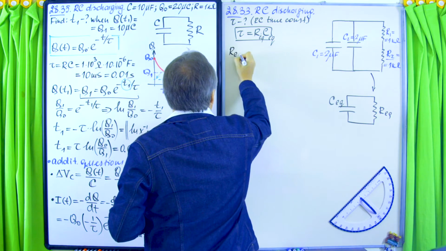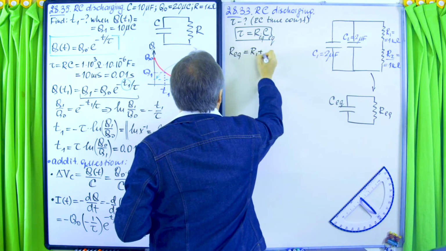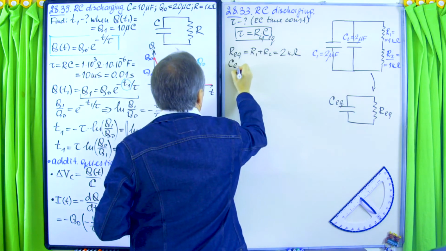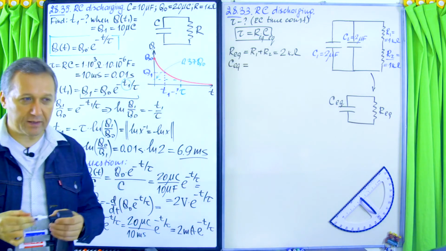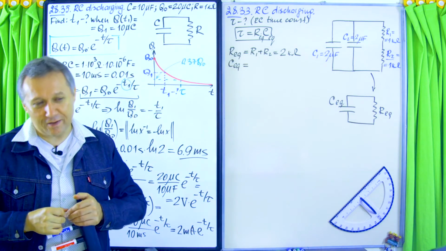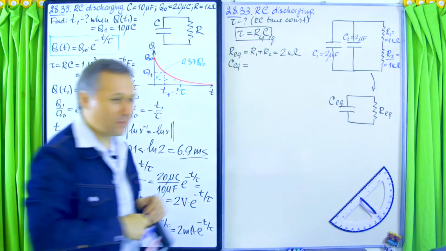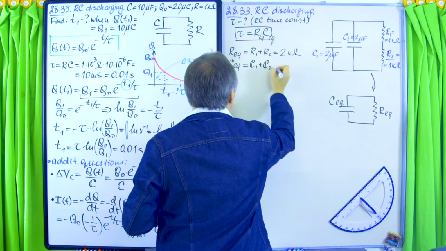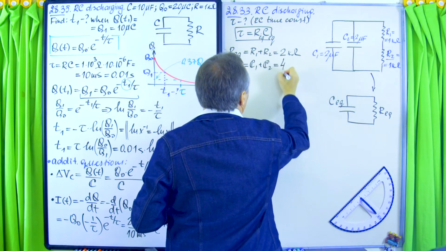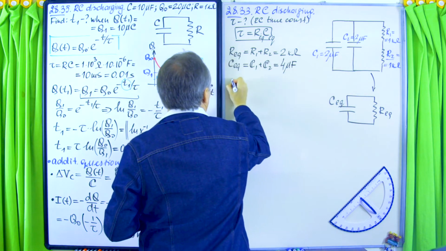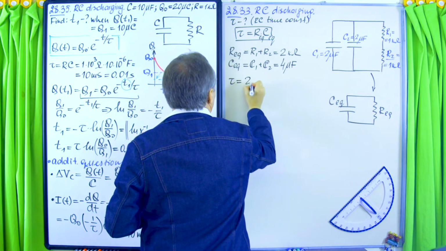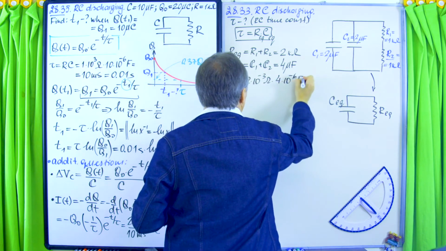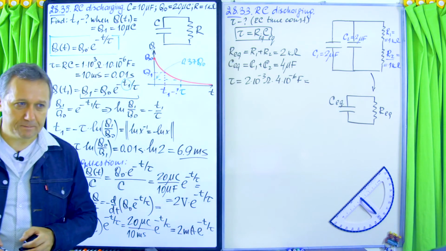So R equivalent equals R1 plus R2, and that will be, of course, 2 kilo ohms. And then C equivalent. Also, you remember when capacitors are connected in parallel, we need to just add their values in order to find equivalent capacitance. So in this case, again, C1 plus C2. So it will be 4 microfarads. Okay, so now of course we can find the time constant. So it will be 2 times 10 to the power of minus 3 ohms times 4 times 10 to the power minus 6 farads. Again, micro, negative 6.